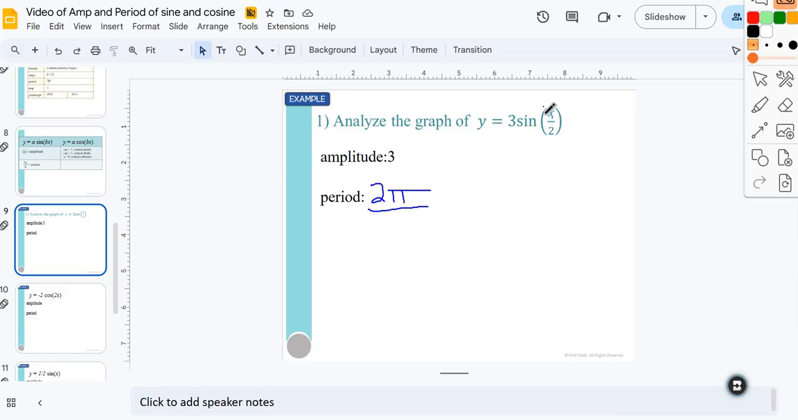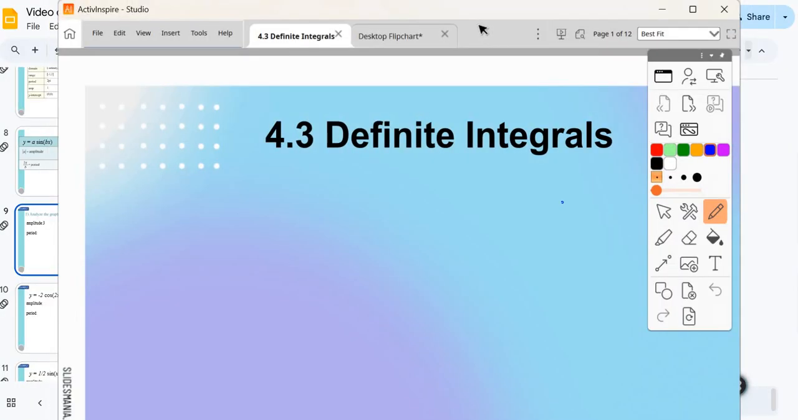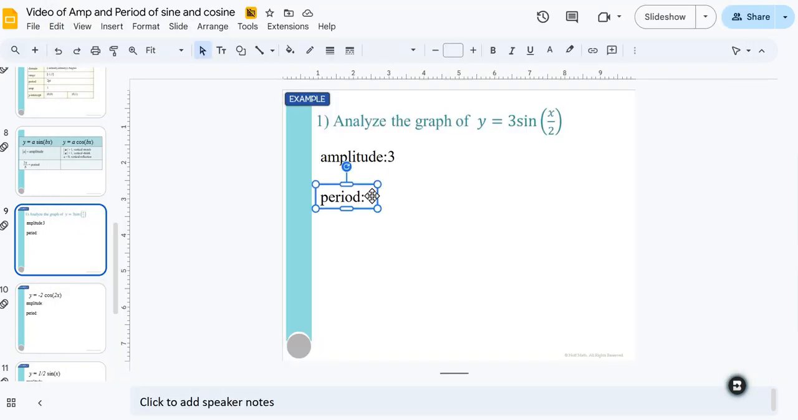But notice that our b value here is technically a 1/2, not a 2. So I have 2 pi divided by 1/2. Again, dividing by a fraction is the same as multiplying by the opposite. So I'm multiplying by 2. So we get a 4 pi. So going back to our slides, I'm going to type in 4 pi.